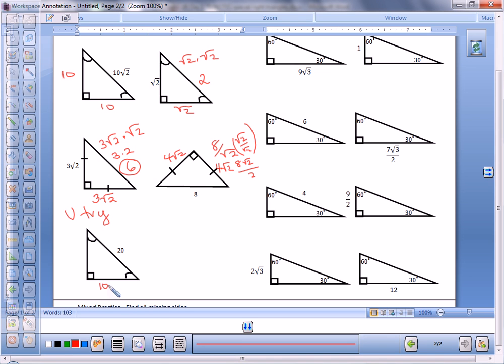Okay, did we get 10 root 2? 10 root 2. Any questions?